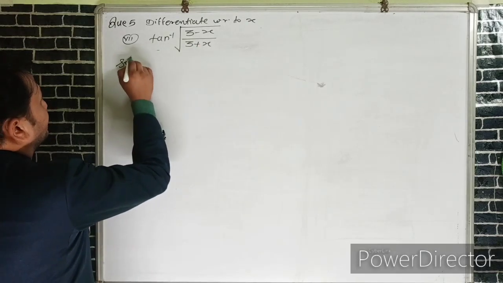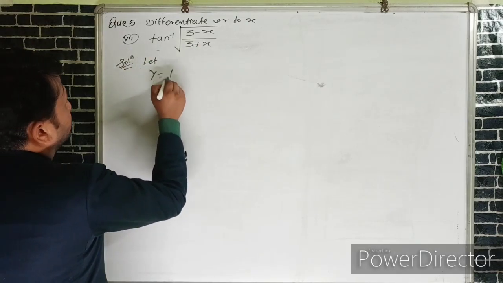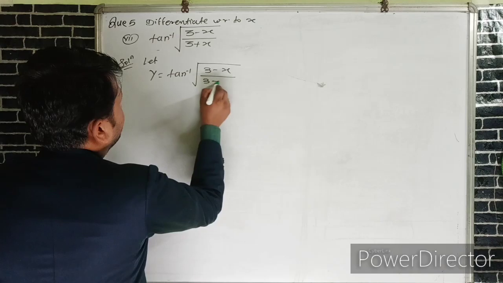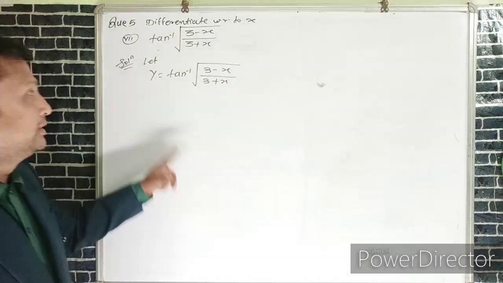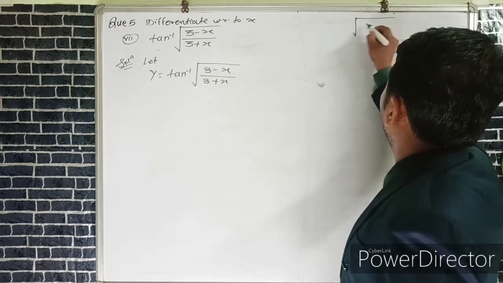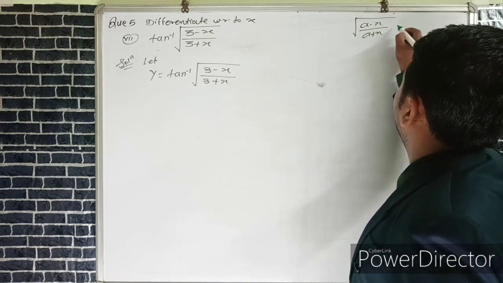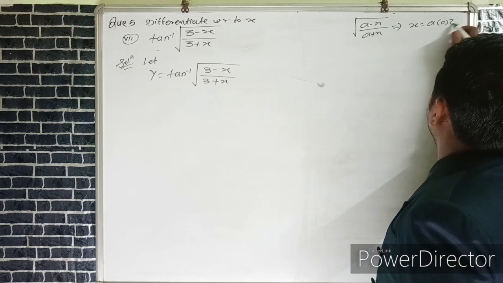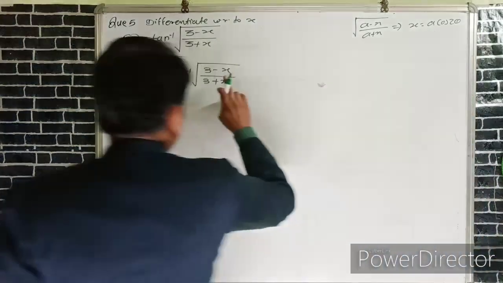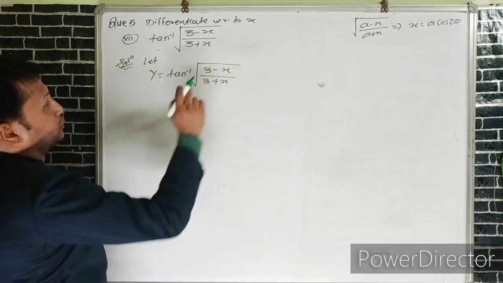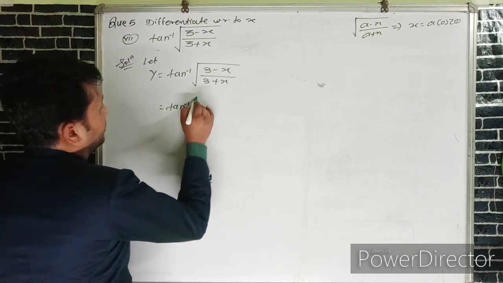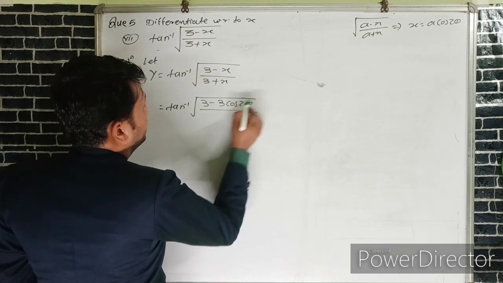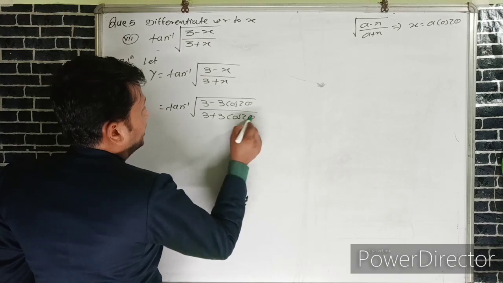First we consider that the given function y is equal to tan inverse of under root of (3 minus x) upon (3 plus x). We know that if the given function is in the form of under root of (a minus x) upon (a plus x), then we substitute the value of x equal to a cos 2 theta. Similarly, if we substitute x is 3 cos 2 theta, then we can write tan inverse of under root of (3 minus 3 cos 2 theta) upon (3 plus 3 cos 2 theta).